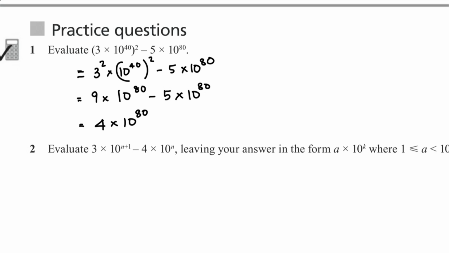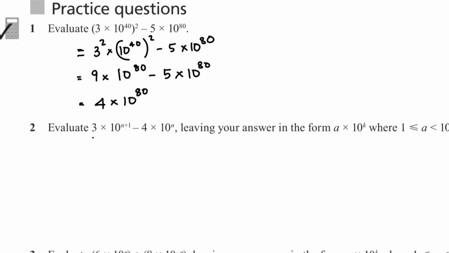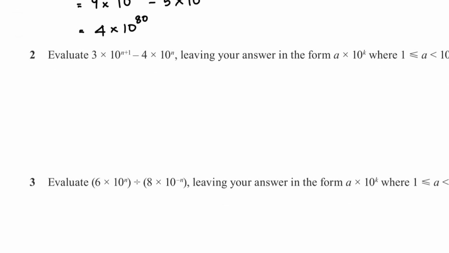That's it. And for the second one, evaluate this. How can we evaluate? So first of all, to do this, you should think like this. This has 10 to the power of n plus 1, and this has 10 to the power of n. That means we cannot add or subtract them directly, because 3 times 10 to the power of n plus 1 and 4 times 10 to the power of n is like you have 3x minus 4y. It cannot be combined. It cannot be calculated, right?